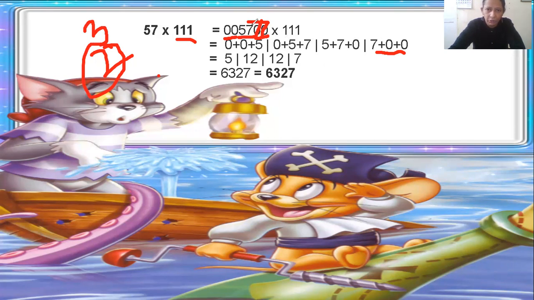Now you cut this 7. Ignore this 7 also. Now you look here. What are the next three terms? This 0, 0 and 5. These are the next three terms. So I have written here also.